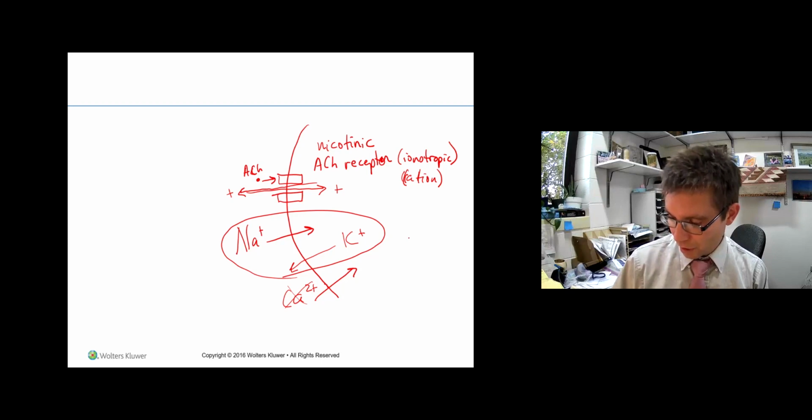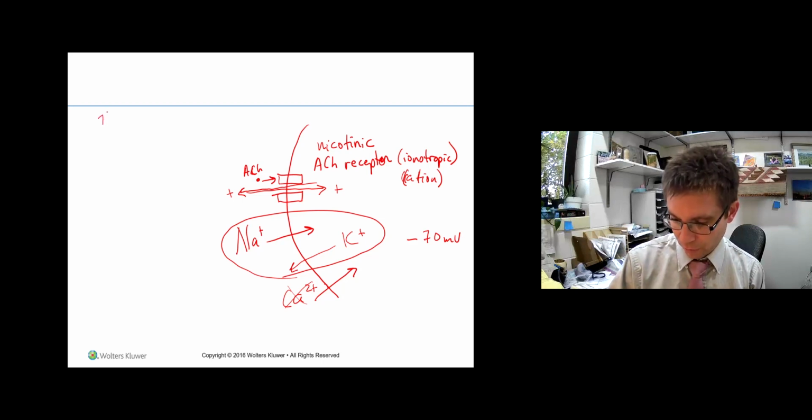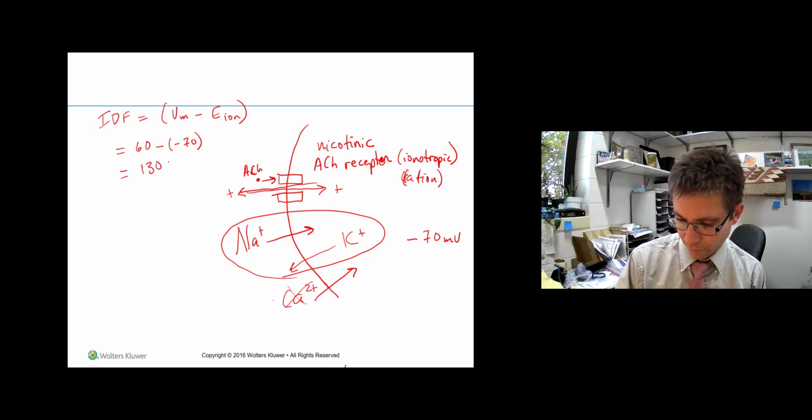So if the inside of the cell at rest is negative 70 millivolts, who feels a greater ionic driving force, sodium or potassium? Well, the ionic driving force is equal to the membrane potential minus the equilibrium potential for the ion. So in the case of sodium, its equilibrium potential is around 60, and the membrane potential is around negative 70. So 60 minus negative 70 is 130 for sodium's ionic driving force. For potassium, though, it's much less.